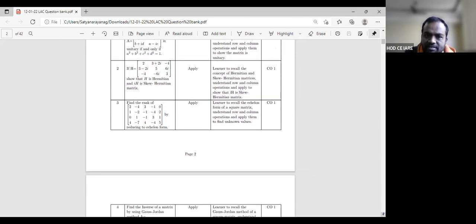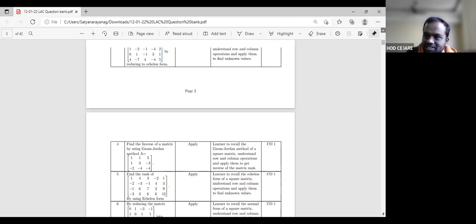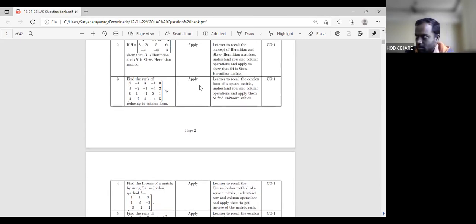Third one is to find the rank by reducing to echelon form. Since you asked what the echelon form is, I am telling you. Here, for any matrix, using elementary operations, we work on the principal diagonal elements. Below the diagonal elements, you can convert them into zeros with the help of elementary operations. In the first row, we cannot have any zeros.